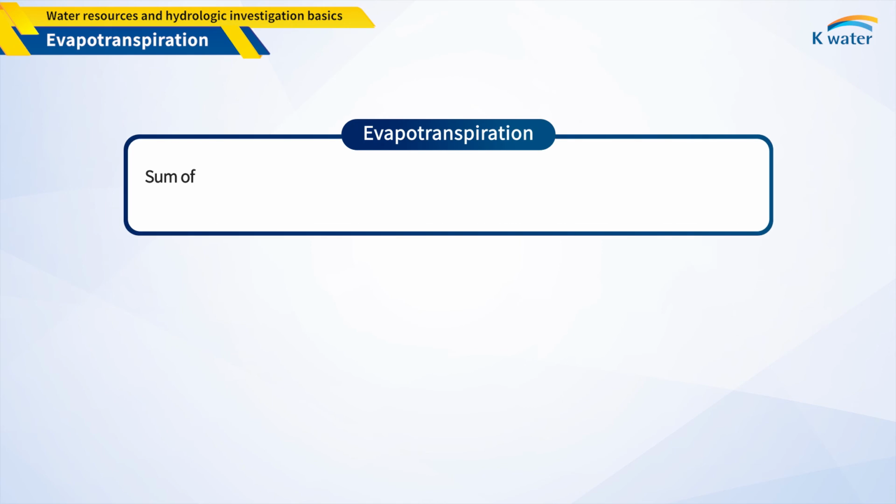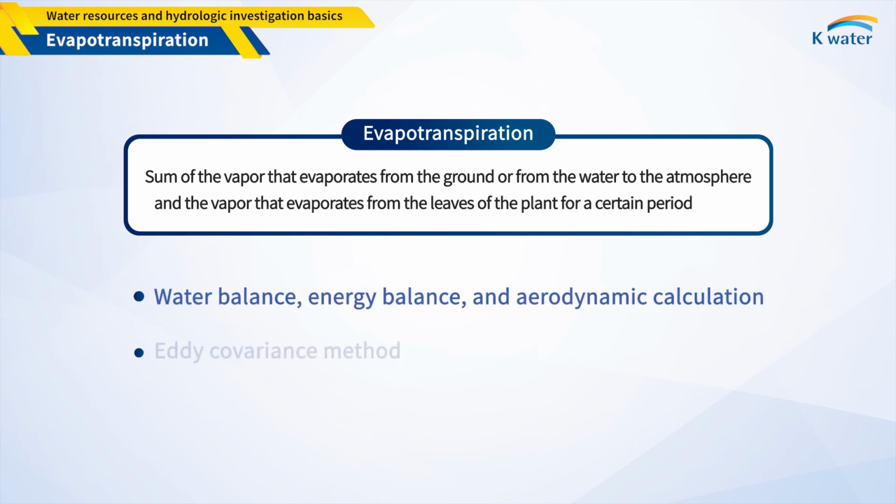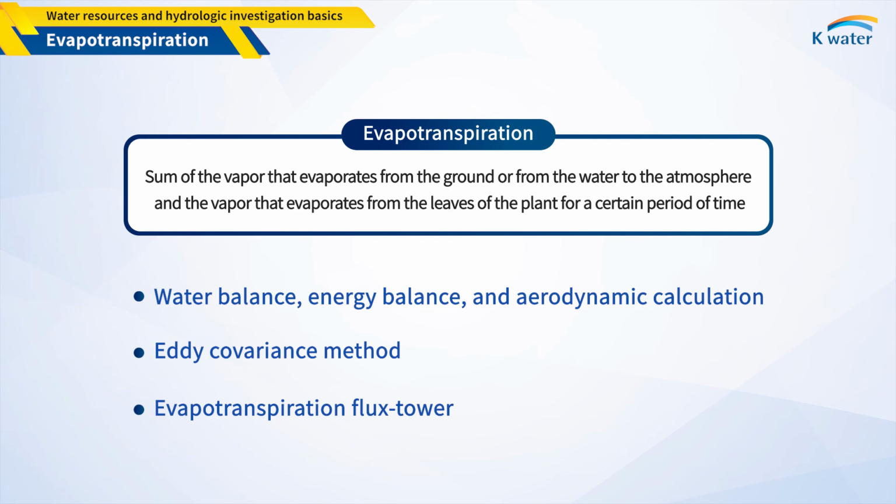Lastly, let's look at the evapotranspiration measurement. The evapotranspiration is the sum of the vapor that evaporates from the ground or from the water to the atmosphere and the vapor that evaporates from the leaves of the plant for a certain period. Evapotranspiration can be measured by water balance, energy balance, aerodynamic calculation, eddy covariance method, and evapotranspiration flux tower.